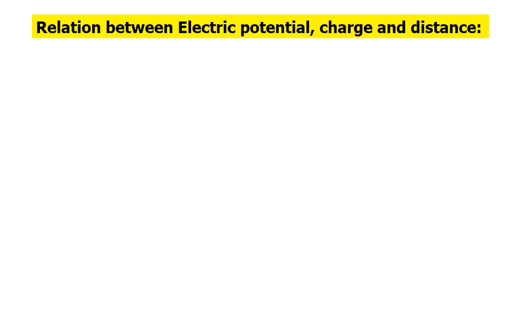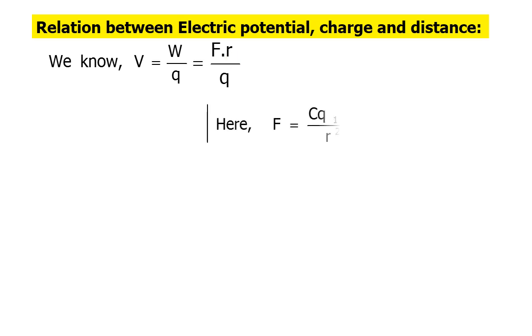Let us talk about the relation between electric potential, charge and distance. It is another formula of electric potential. We know the formula of electric potential is V equals W by Q. Here W is the work done. The formula of work done is W equals Fs, but we will write here F into R, because R is the distance between two charges and F is the force, and we know the Coulomb force F equals C Q1 Q2 by R square.